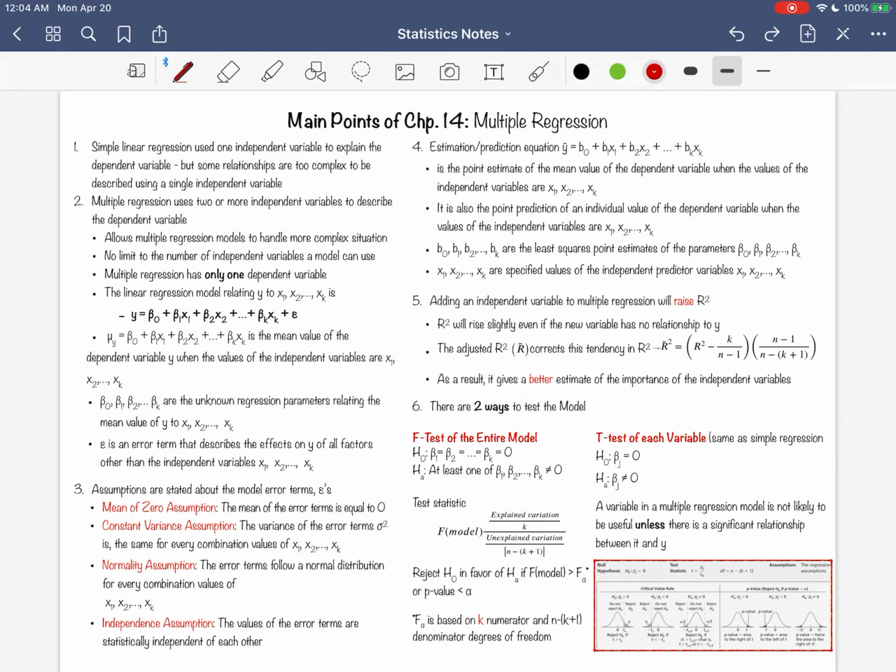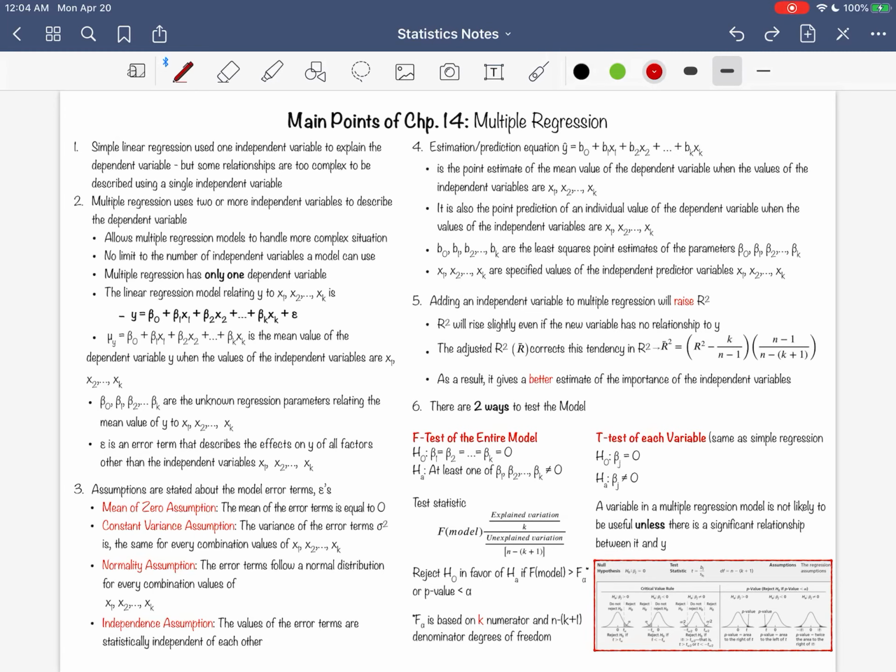So here we are, the final chapter and a final video looking at the main points of chapter 14, multiple regression. The multiple regression concept is essentially an extension of the simple linear regression tools and procedures we learned in chapter 13. Multiple regression simply uses two or more independent variables to describe the dependent variable. So you're trying to predict y using more than one variable, which makes sense. If one variable is good, maybe two can explain more of the movement of y.